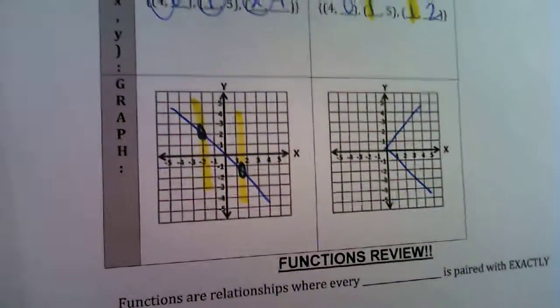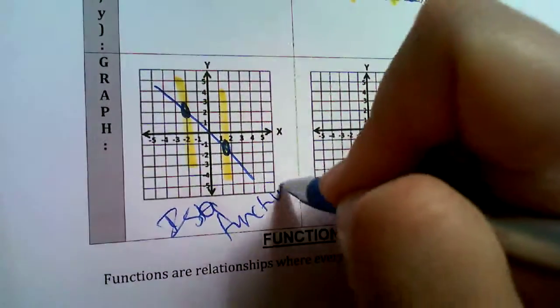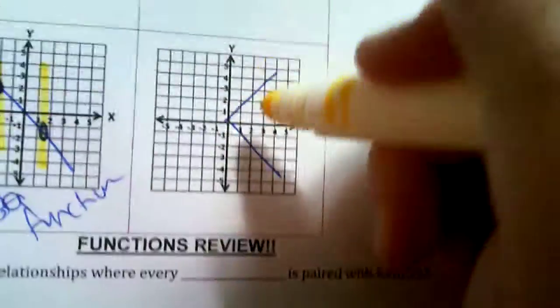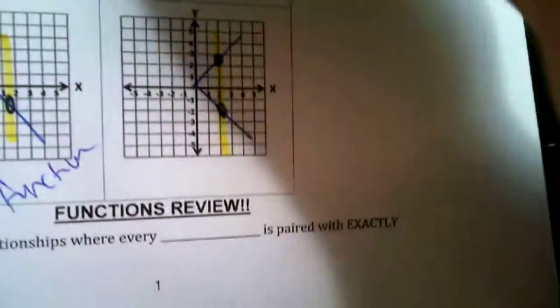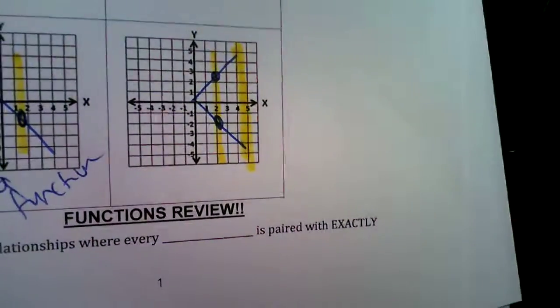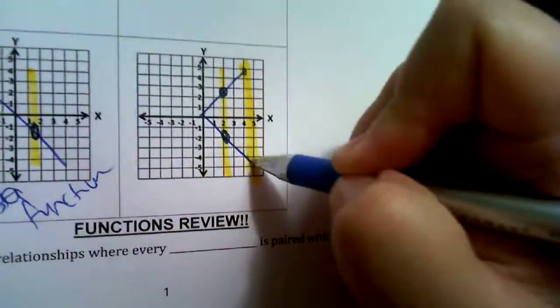That is a function. The second one, this is not a function because if I put a vertical line test, it touches it twice, once here and once here. That's not a function. I could do that anywhere. And again, this is not a function because it passes it twice.